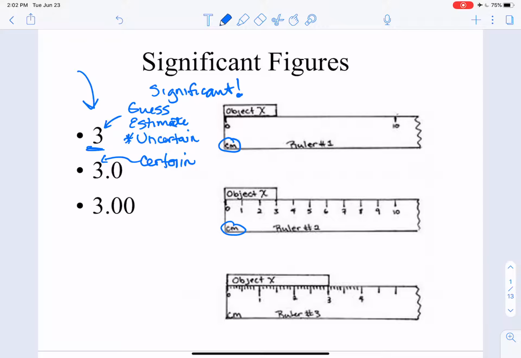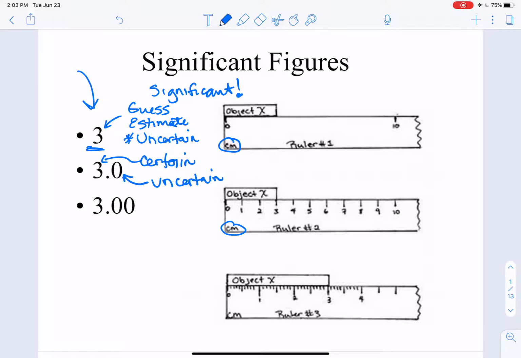So maybe one person says, I think that's right on 3.0, and another person says, I think that's 3.1, and somebody else says that's 3.2. Now, all of those measurements are correct, and the reason is because this end value that's reported is a guess. It's an estimate. It's uncertain.